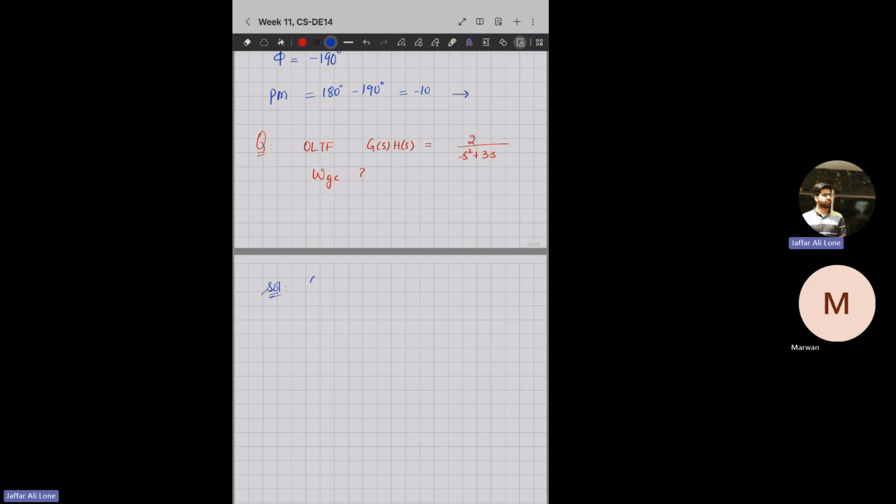What you'll do, first of all, you'll find the sinusoidal transfer function, Gj omega into Hj omega, which is equal to 2 divided by omega square.